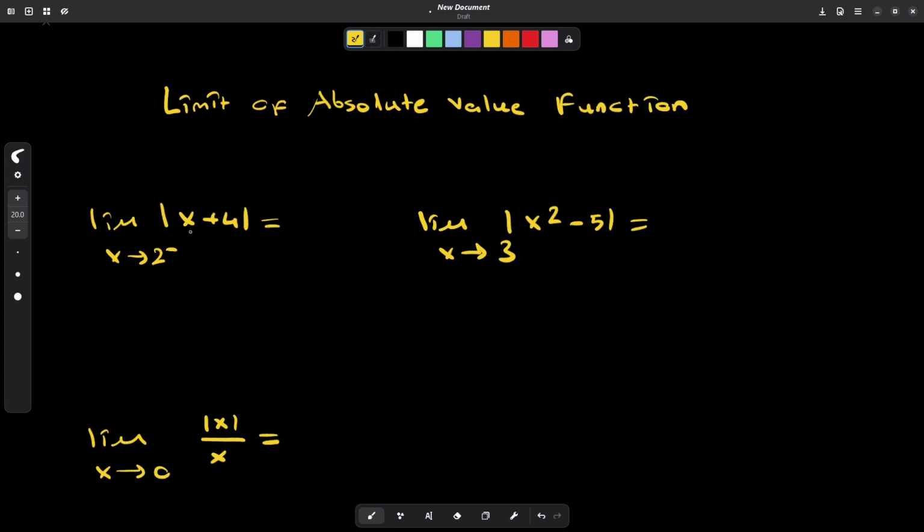For example, limit of absolute value x plus 4 as x approaches 2 from the left side. Plug it in, 2 plus 4, 6. It's not 0. I will have my answer as 6. Let's use a different color though. My answer is 6. Limit of absolute value x squared minus 5 as x approaches 3. Plug it in. 9 minus 5, 4.